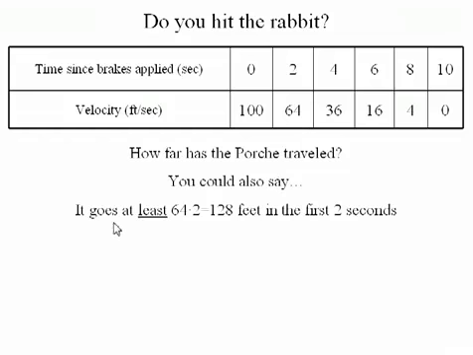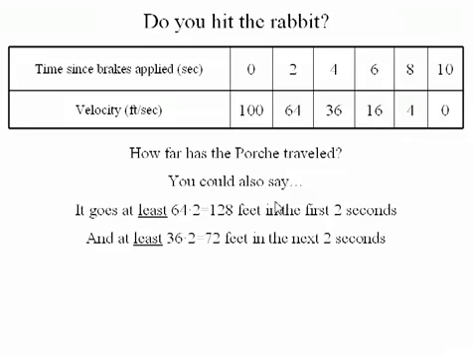So we went at least 128 feet in the first 2 seconds because we were going at least 64 feet per second for those 2 seconds. Remember, these are very conservative. We started at 100 feet per second, went down to 64 feet per second, but we can only work with the numbers that we see. In the second 2 seconds, between 2 and 4 seconds, the slowest speed we were going was 36 feet per second. If we did that for 2 seconds, we would have traveled 72 feet.